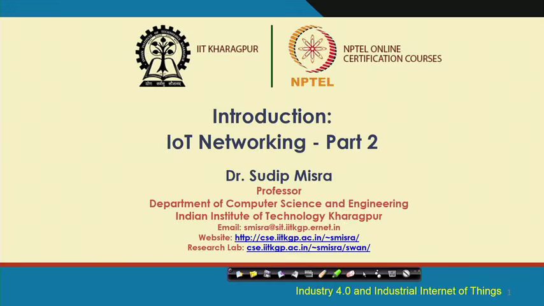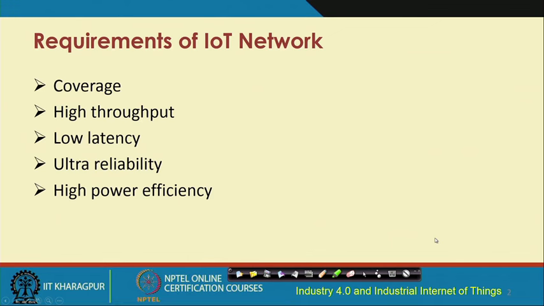So, we now continue our discussions from the previous lecture on IoT networking and the different issues governing it. When we are talking about building IoT networks, there are a few things that will have to be considered. In this lecture we will talk about these. Some of the requirements for IoT networks include coverage, high throughput, low latency, ultra reliability and high power efficiency.